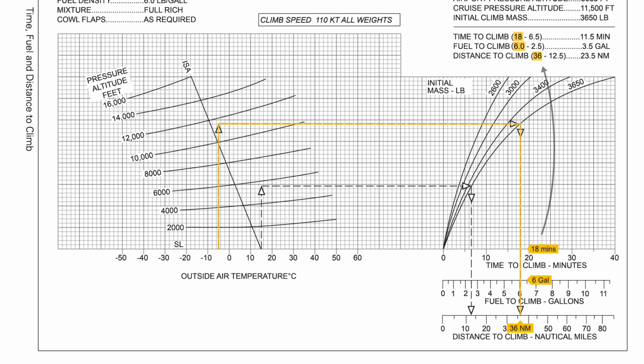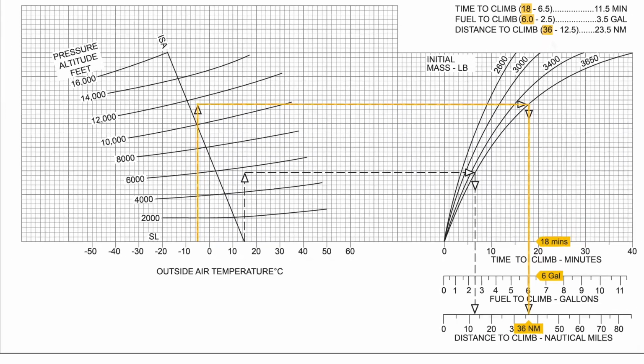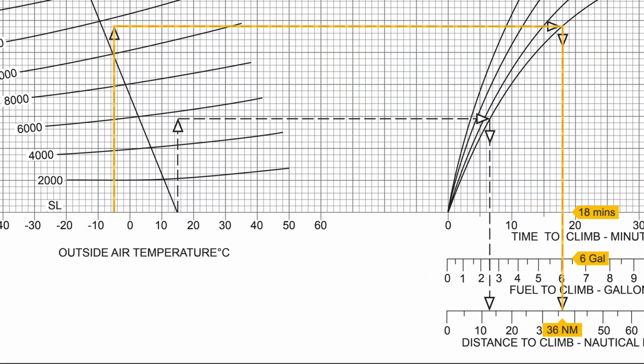If the climb is not from sea level, as in this example, repeat the process by entering the graph at the ambient temperature of the aerodrome or start of climb. For example, 15 degrees Celsius. From this grid line, travel vertically up to intersect the aerodrome or start of climb pressure altitude of 5,653 feet.